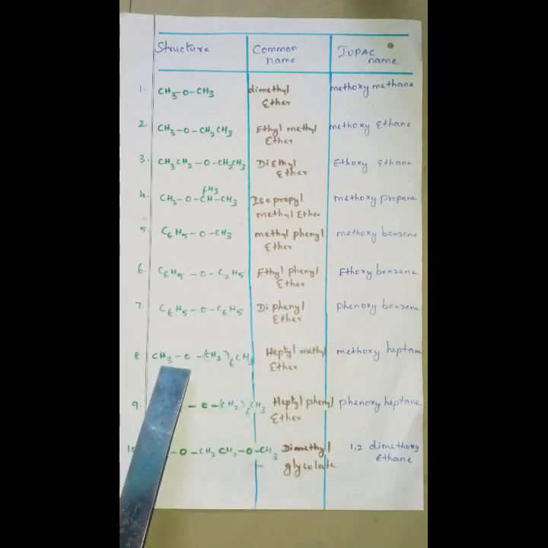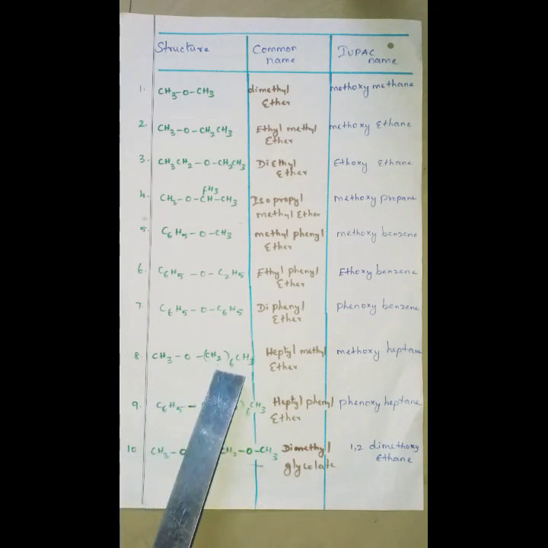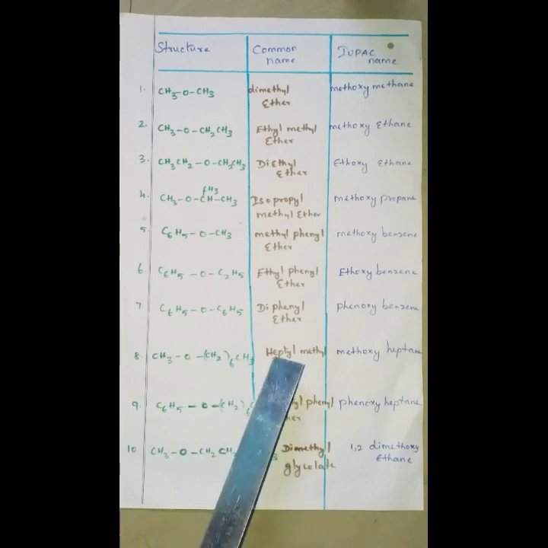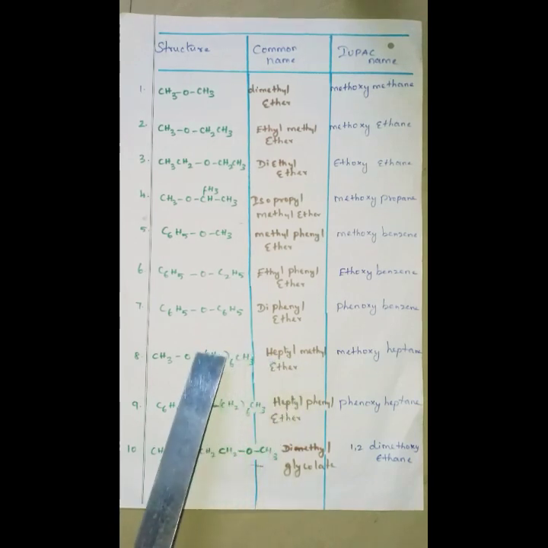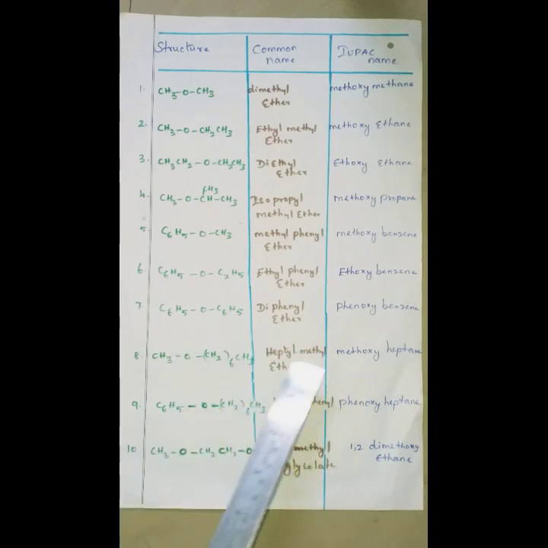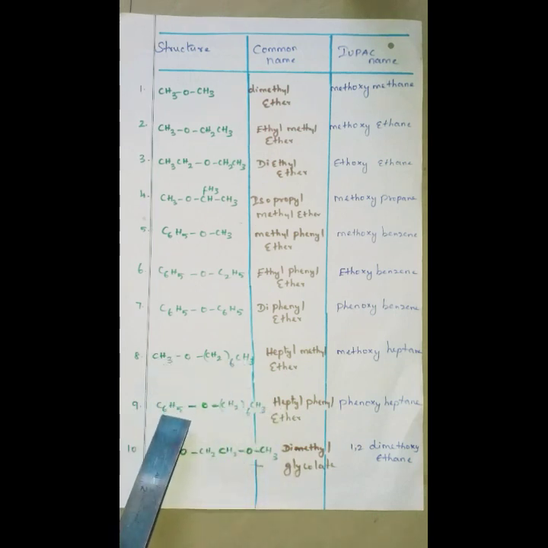Here this one is CH3, then O. This one is not a confusion, it's not a big structure. Simply, CH2 we have to write 6 times, then CH3. So total number of carbons here is 6, here only 1. So totally 7 carbons are there, so it is called heptyl. H comes first and then methyl comes second. So heptyl methyl ether. Then similarly the same structure is here. Instead of methyl, here a phenyl group is there. So heptyl phenyl ether.